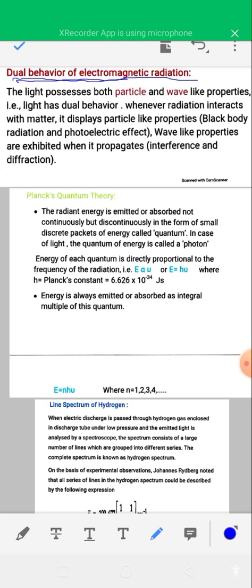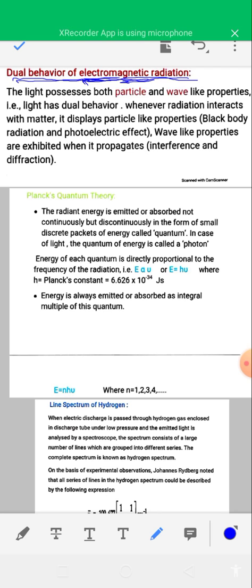So first you have to know what electromagnetic radiations are. Electromagnetic radiations, in simple words, any type of light, are known as electromagnetic radiations. These electromagnetic radiations have two components: one is the electric field component and another is the magnetic field component. That's why these are known as electromagnetic. Electro means electric field component, and magnetic means magnetic field component.